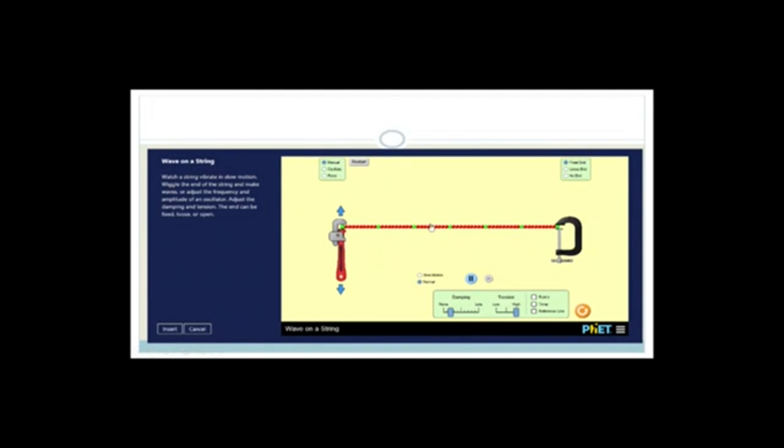So what we've got here is a fixed end. What we can do is make just one pulse happen. So we're going to go pulse. Do you see, because this is fixed, there is a little bit of reflection. But the definition of a pulse is that it's a single disturbance that moves along the medium. Every one of these little dots represents a point on the string.